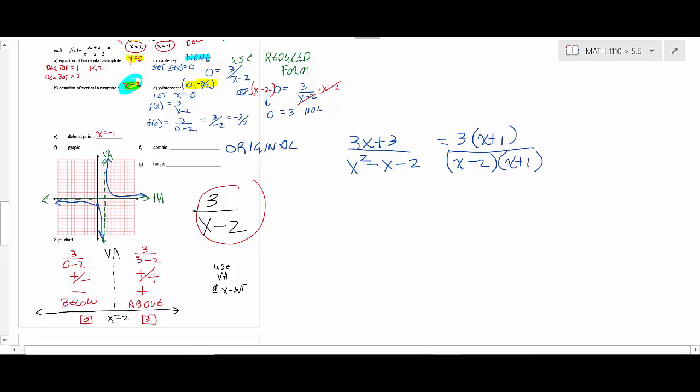So when you're doing your domain, you have to say set of x, and you have to say x is not equal to 2 and negative 1. You have to have both of those in there, okay? Because again, what you want to do is use the original function like that, okay?